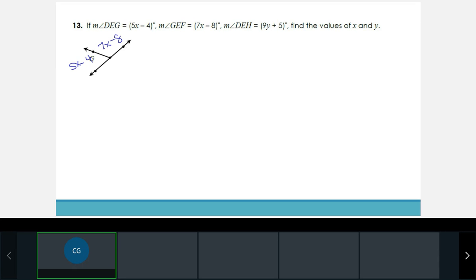Not really. Kind of. Supplementary just means they add to 180. The angles don't have to be touching each other if they're supplementary. I could have one angle over here on the left and one angle over here on the right, not touching each other at all, and as long as they add to 180, they're supplementary. But a linear pair, those two angles have to be adjacent to each other, sharing a side. A linear pair is supplementary, but not all supplementary angles are linear pairs.